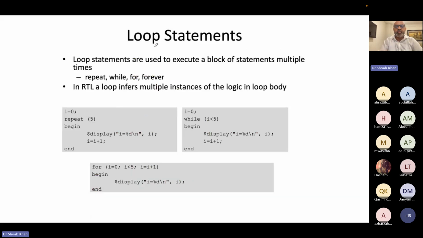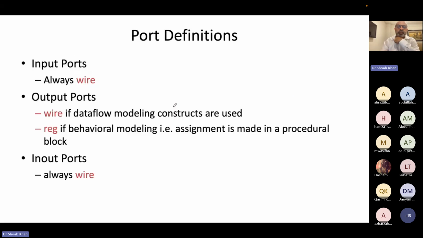Loop statements, different types of loops. You can have a repeat loop, a while loop, a for loop, and it is in all programming languages. Any one of the loops you can use, but once you are inferring hardware, remember it will infer multiple instances of the logic in the body of the loop. It's not like a programming for loop, so it has consequences: it's just going to replicate hardware.